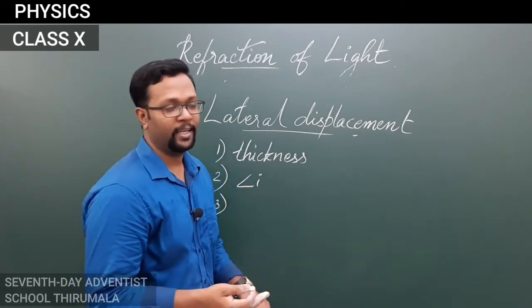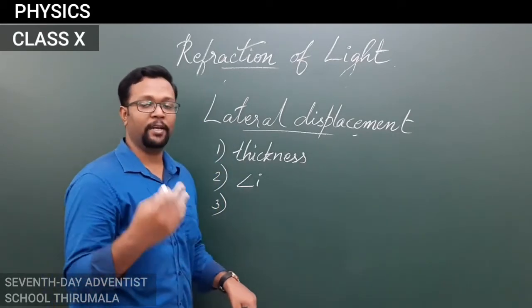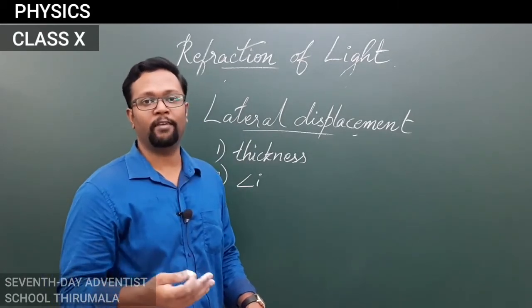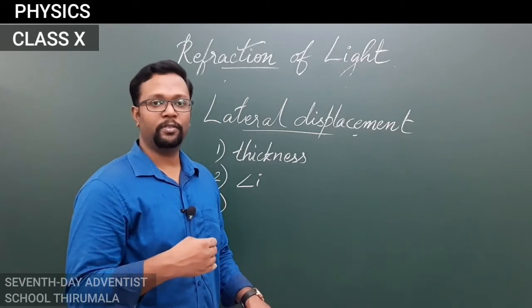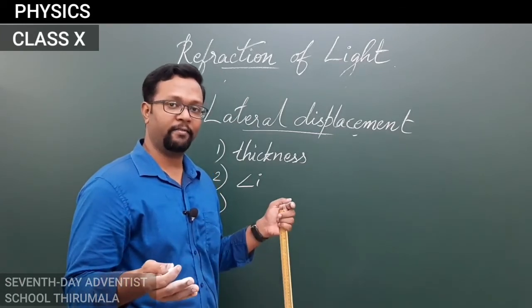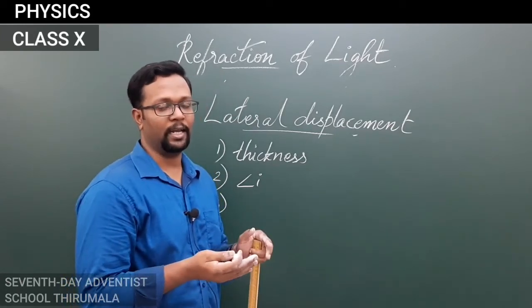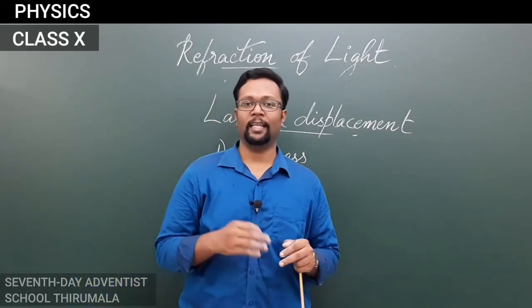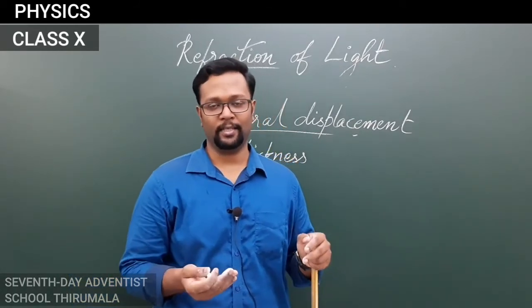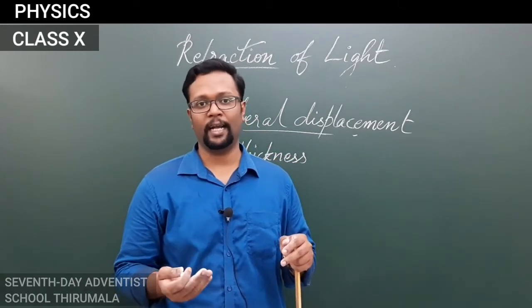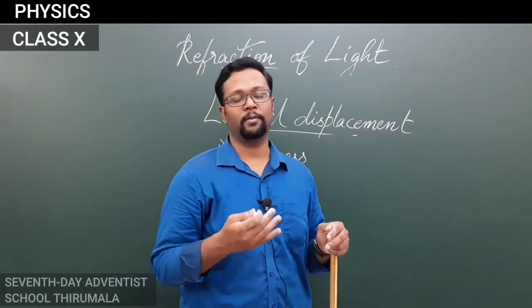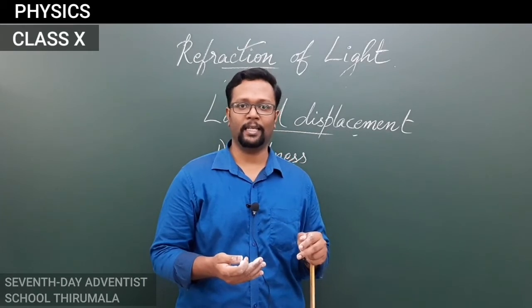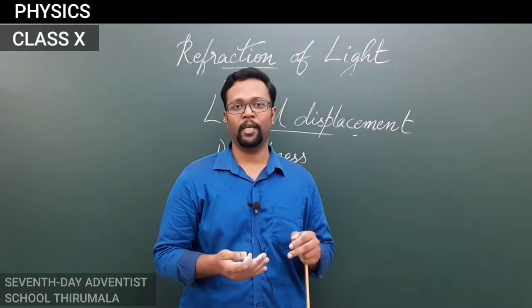Finally, lateral displacement is inversely proportional to the wavelength of the light used. If you use a light ray of higher wavelength, lateral displacement will be less. If you use a light ray of less wavelength, then the lateral displacement will be more. That means for red light, the lateral displacement will be less, and for violet light, lateral displacement will be more.